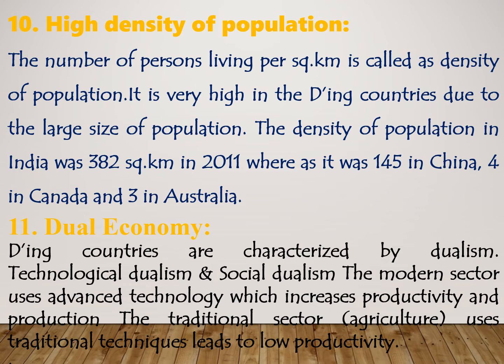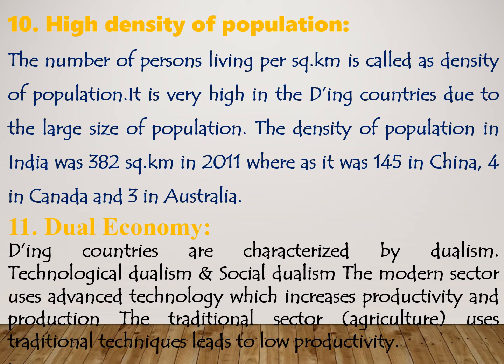Density of population in India was 382 persons per square kilometer as per 2011 data, whereas it was 145 in China. In our country it is 382. In China it was 145, and Canada 4, and 3 in Australia. Dual economy is the major problem. Dual economy in the sense our country has the characteristic feature of a dual economy.